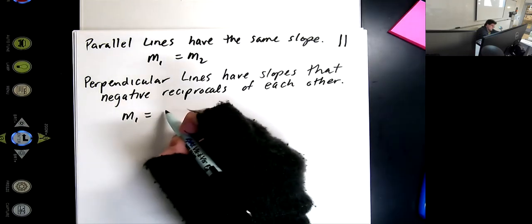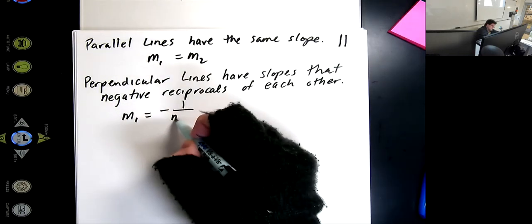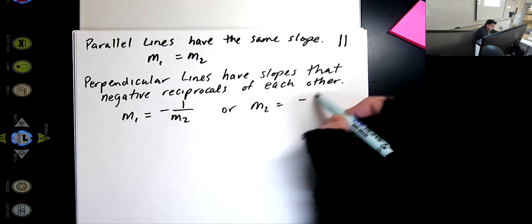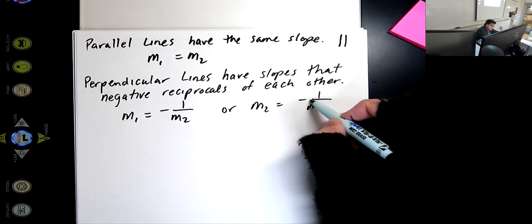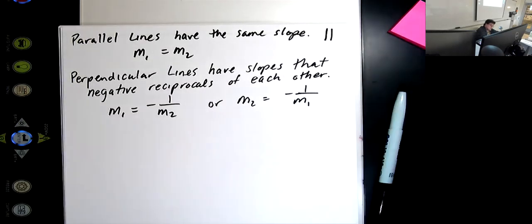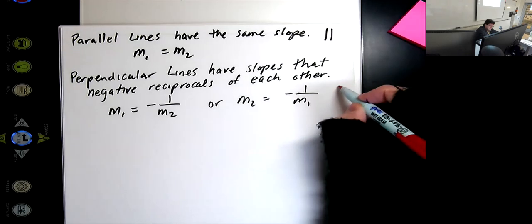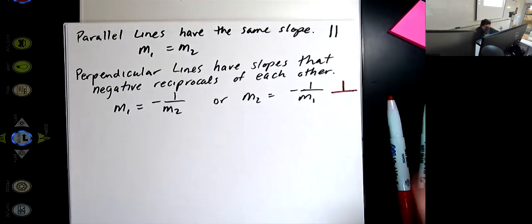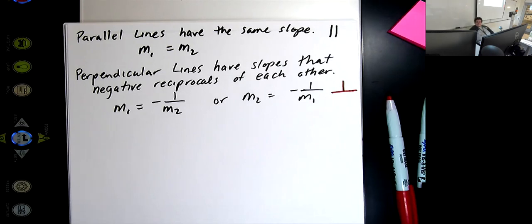M1 equals -1 over M2. Or you go the other way, M2 equals -1 over M1. The symbol for perpendicular lines is that upside down capital T. And it illustrates how they meet. It's like most street intersections are perpendicular.